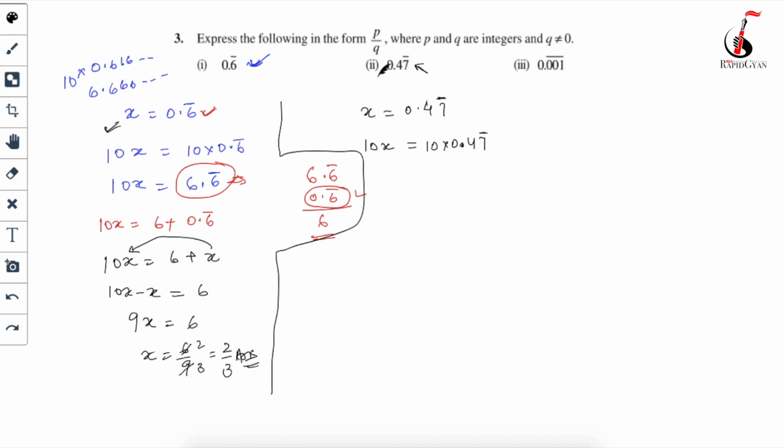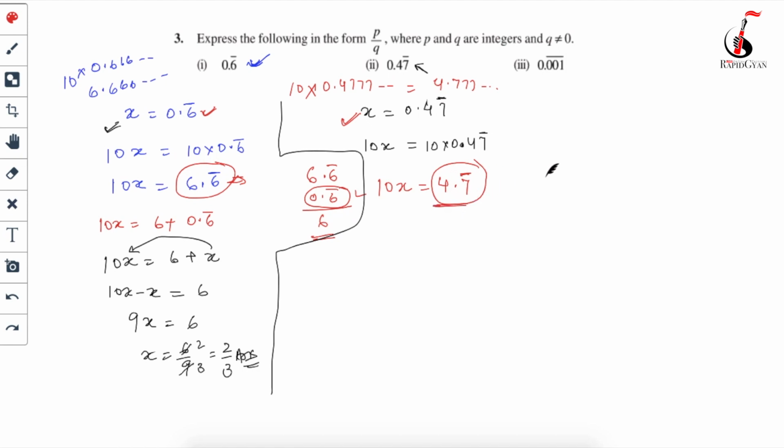So see here, this is 0.47 bar. I can write it like this, that it will become 0.4777 like this, correct? So if I multiply this with 10, what will I get? I will get 4.777 like this. So this I can write here, beta: 10x is equal to 4.7 bar. Now the next step is that you will have to split this number. So how are you going to split this number? I have told you that you will have to subtract your x from this number 4.7 bar.